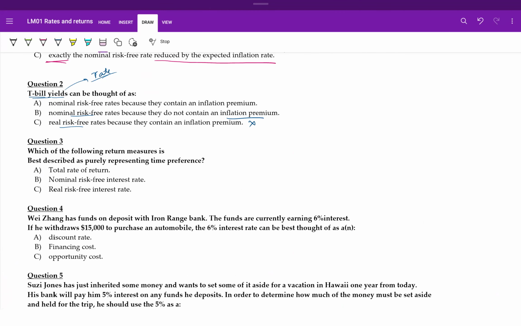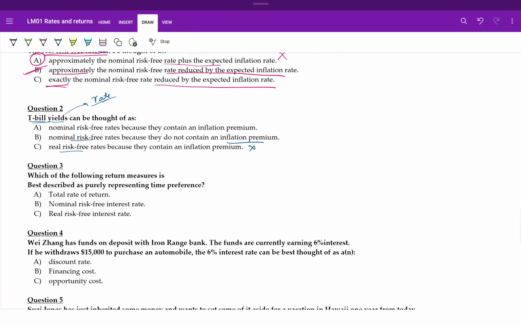Now we have option A. T-bills can be thought of as nominal risk-free rate because they contain an inflation premium. So nominal risk-free rate contains inflation premium. So out of all these three, A is the right answer.